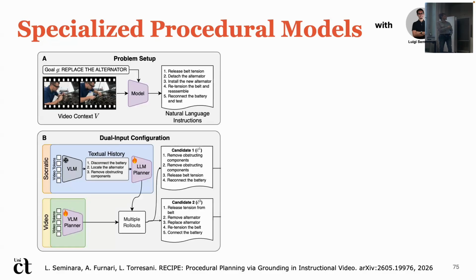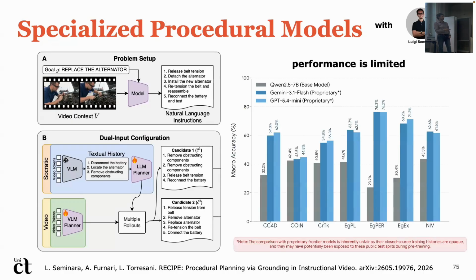We consider a dual input configuration, where in one case we use a Socratic approach where you translate video tokens to a description and use an LLM. In another case, you use a VLM. And if you try to test this, these are the results that you get. This is an open source model and 2 proprietary models. And as you can see, the top performance is well below 100%.